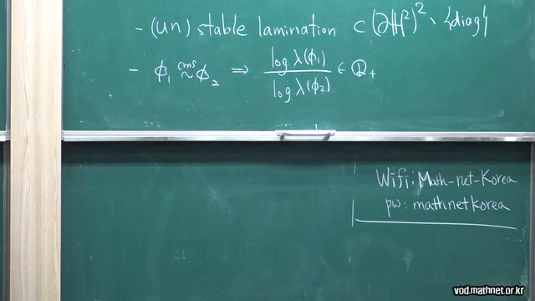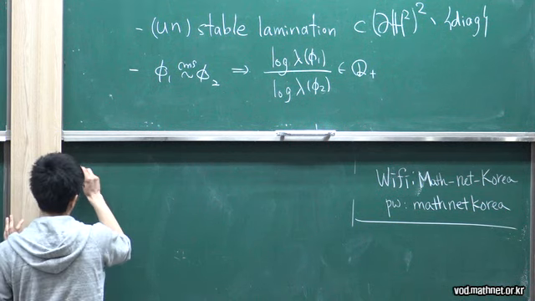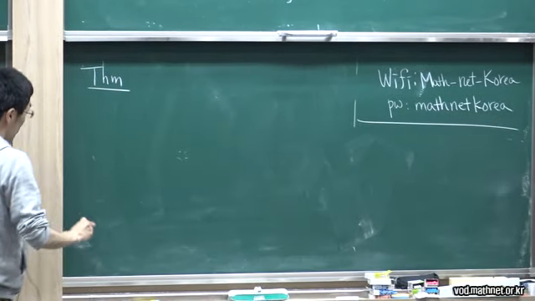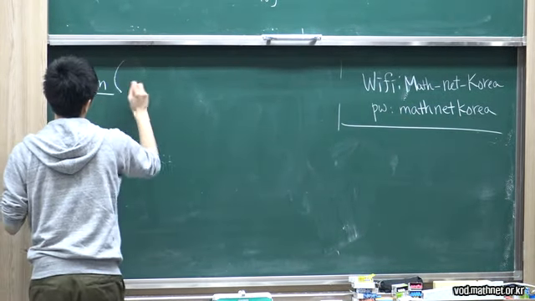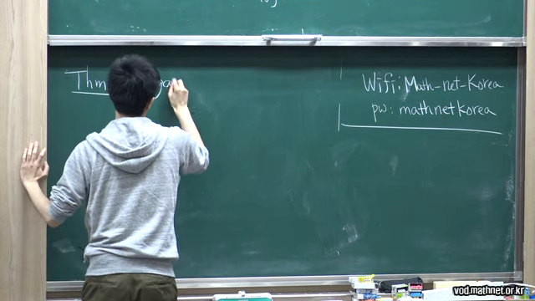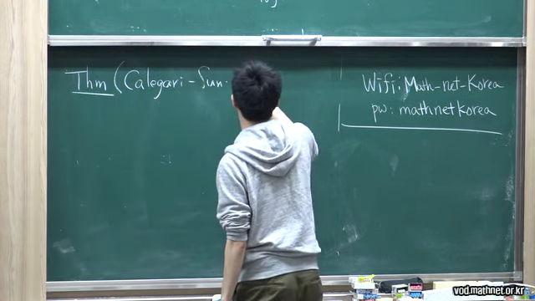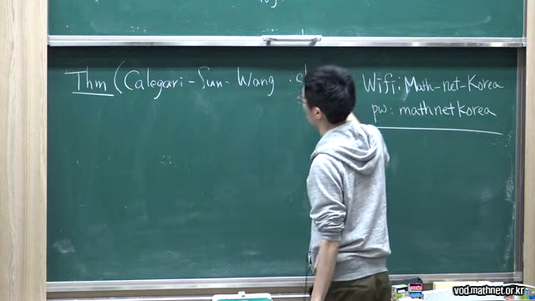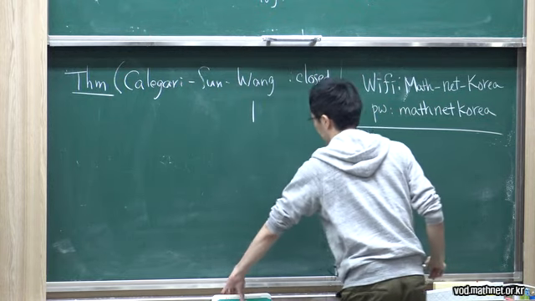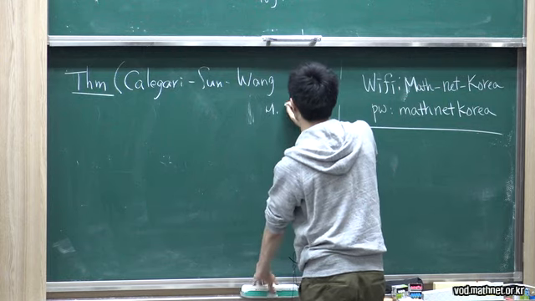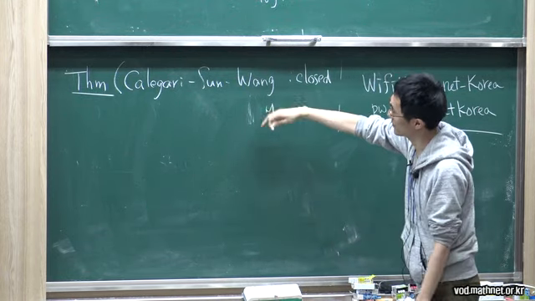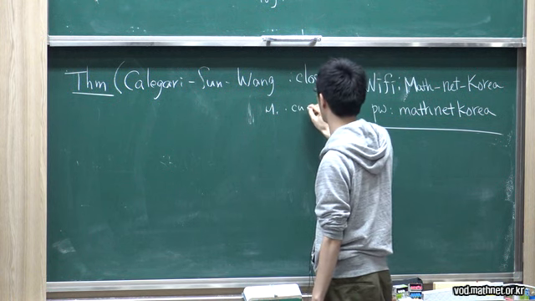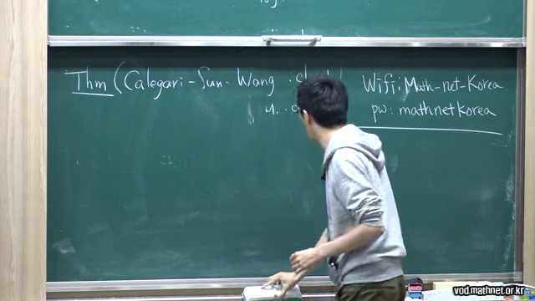Okay, and the main thing that I would like to think about for Out(F_n) is an analog of the following theorem. This is due to Calegari, Sun, and Wang. They proved this for the closed case, and probably I will write a little m here. They just wrote down their proof for the closed case, and I wrote a modified version for the cusped case.